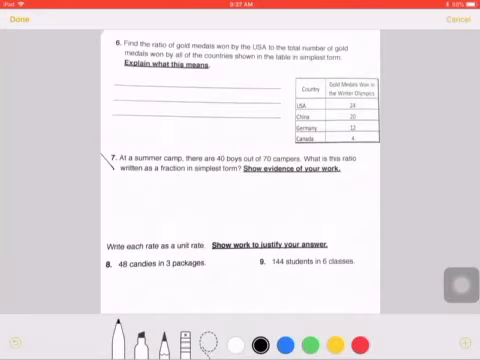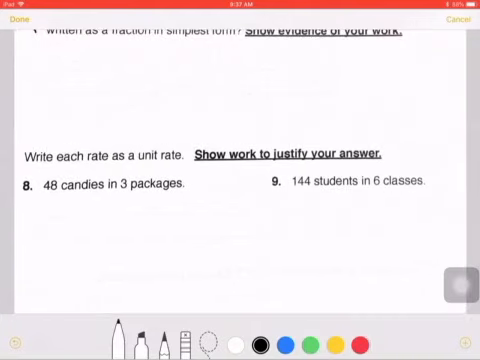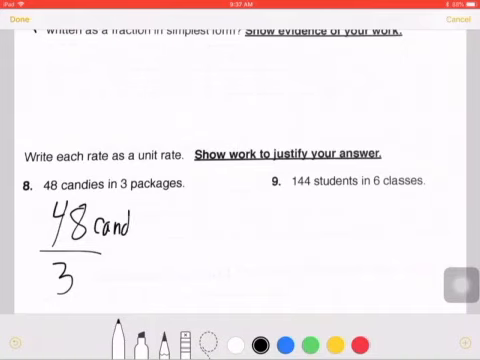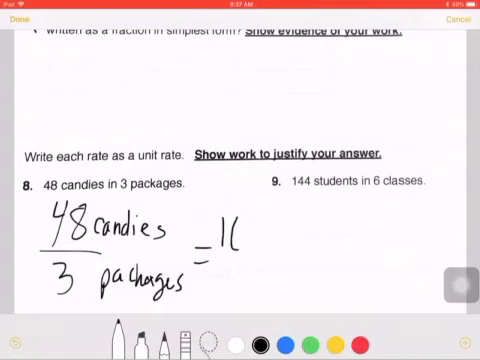So for number 8, 48 candies in 3 packages, I'm going to write it with work. It's going to look like this. And I want to label my numbers here. 48 candies, 3 packages. Sorry, it's kind of sloppy. I'm on the iPad. And I just have to divide, and I get 16. Most important part here is that you label it. And guys, I've showed you when I label it, I just look at the units. It's candies. The line means per package. So when I label that, I need to make sure I follow the right order. 16 candies per package.